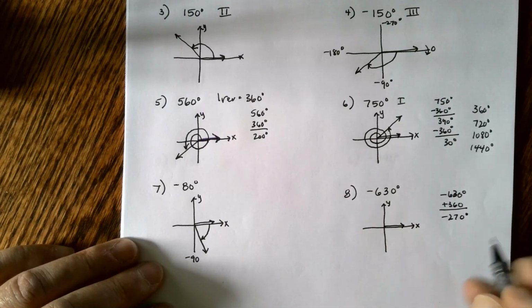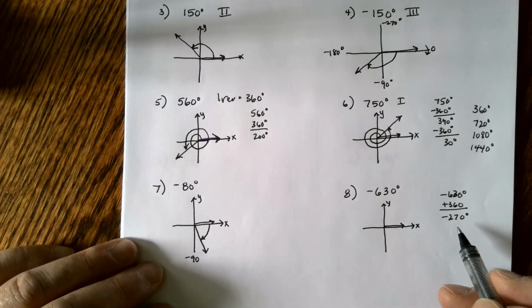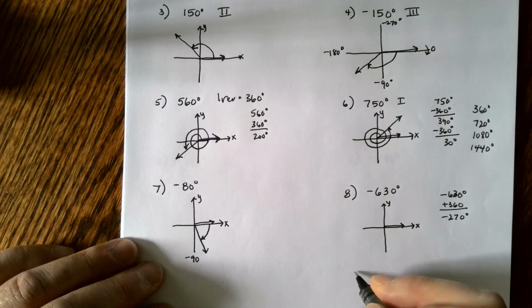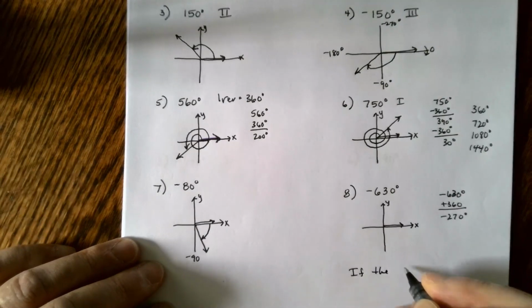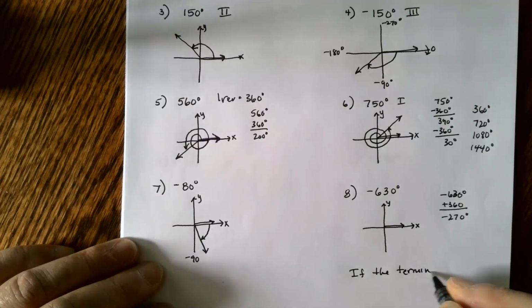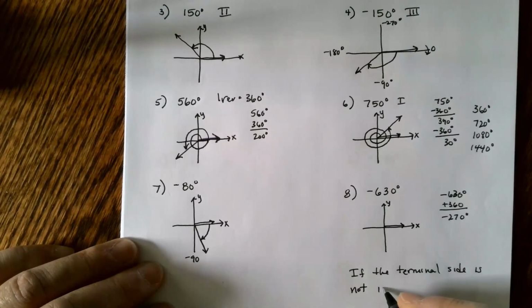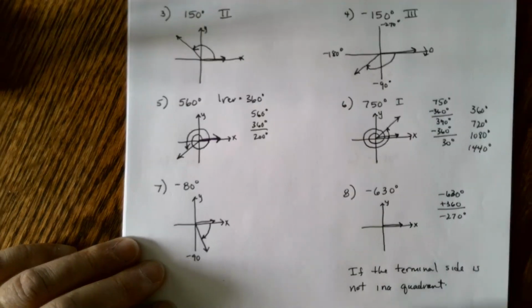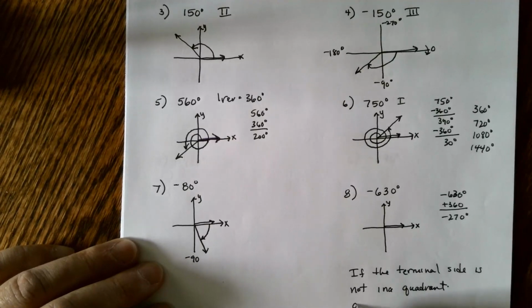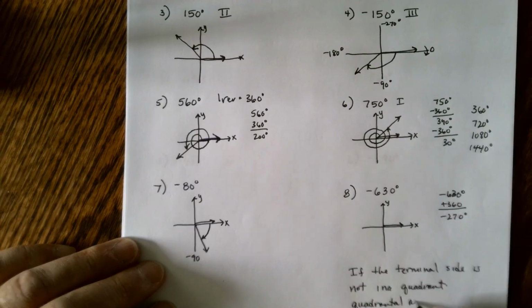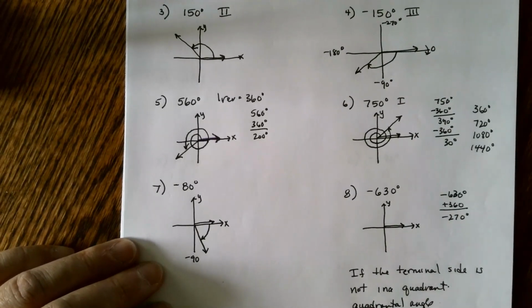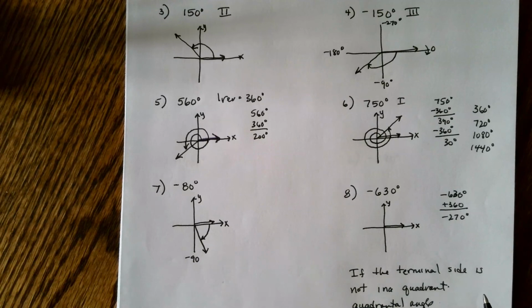Now this is very interesting because 270 degrees is not in a quadrant. If the terminal side is not in a quadrant, we call this a quadrantal angle. It just simply means that it ends on an axis. It ends on the y-axis or the x-axis.